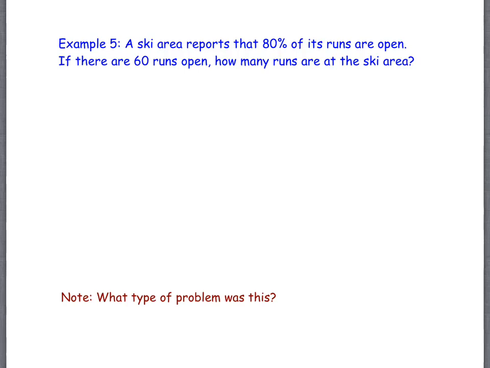I want to go. A ski area reports that 80% of its runs are open. If there are 60 runs open, how many runs are at the ski area? Which type of problem is this? It is the third one. We're going to find a number. Our answer is going to be a number when the percentage of the number is known. So we know the percentage of the number.